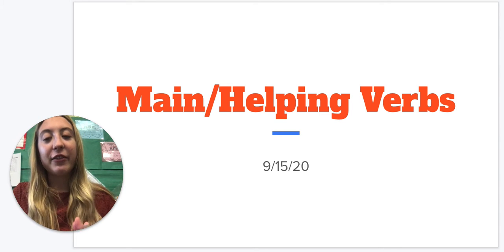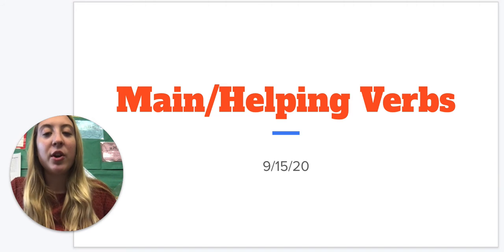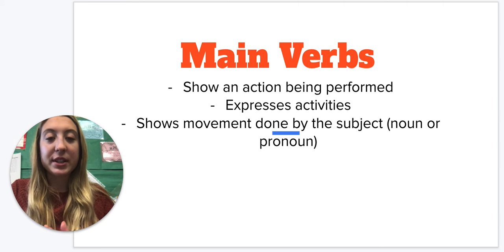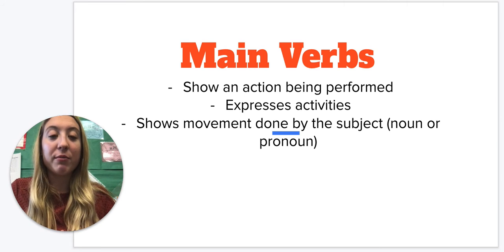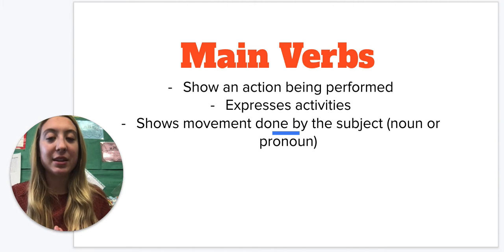All right, today for language arts, yesterday we learned about action verbs, so now we're going to learn about more verbs. We're going to learn about main and helping verbs. So now our main verb is going to show an action being performed. It's going to express activities, and it's also going to show the movement done by the subject.